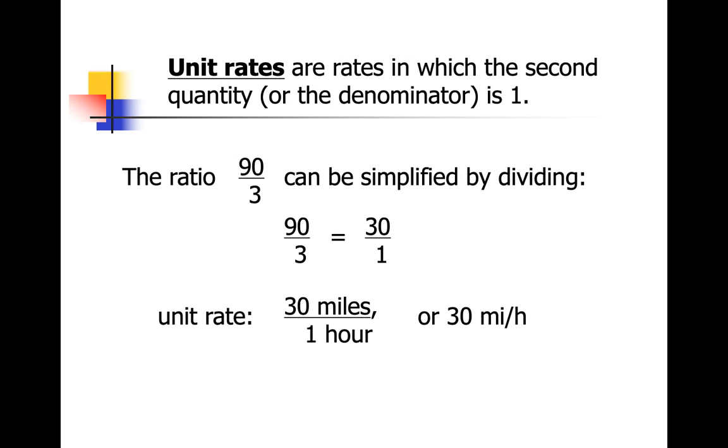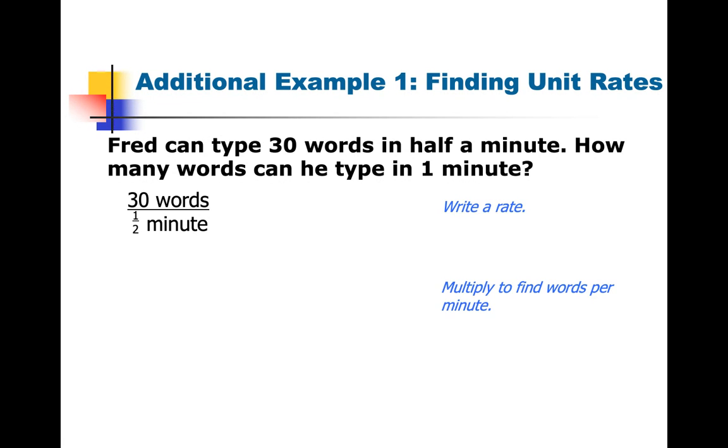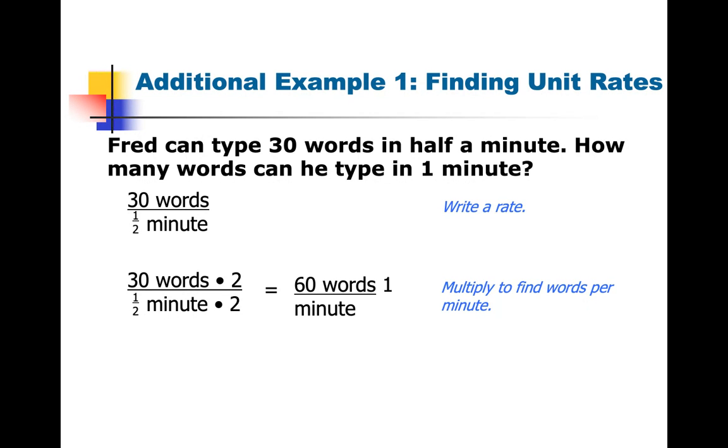So let's look at another example of unit rates. So Fred can type 30 words in half a minute. How many words can he type in 1 minute? It's fairly simple, right? This one says that we've got 30 words in half a minute, and we want to figure out how much it is in 1 minute. So apparently this doesn't work as well on my iPad, so bear with me. So it says 30 words over half a minute.